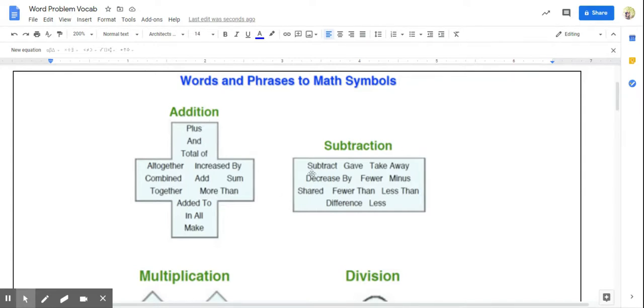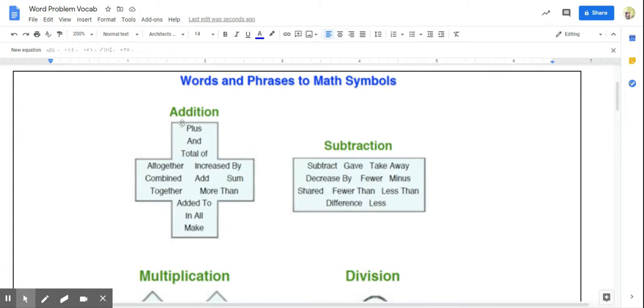So if you just take a look at this first page, if you are in the hybrid section, you should have this in your packet. If you are an all virtual student, there is a PDF of this lesson in the module, so you might want to print that out so you have the vocabulary words in front of you.